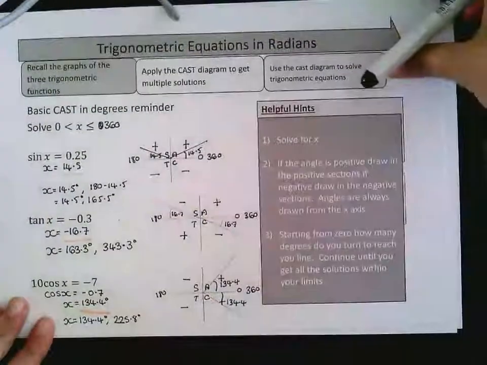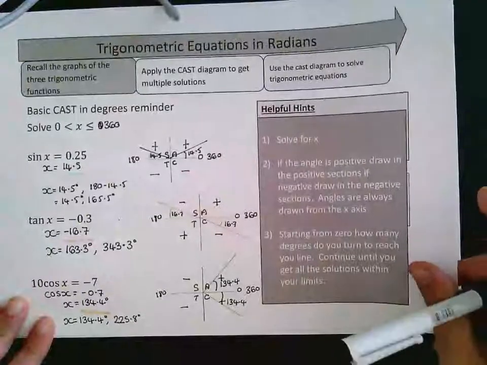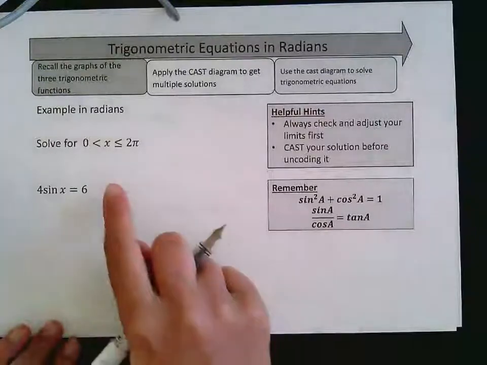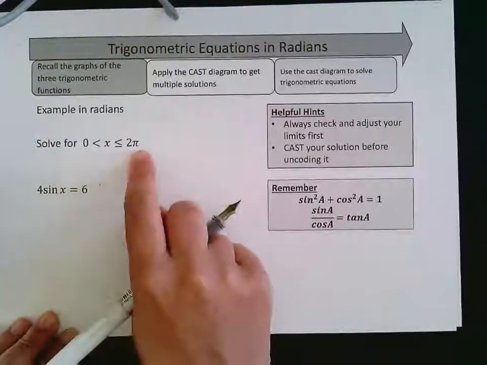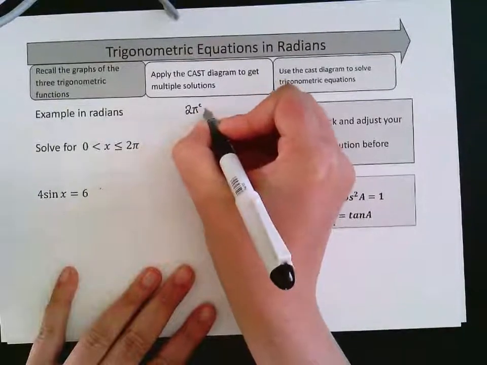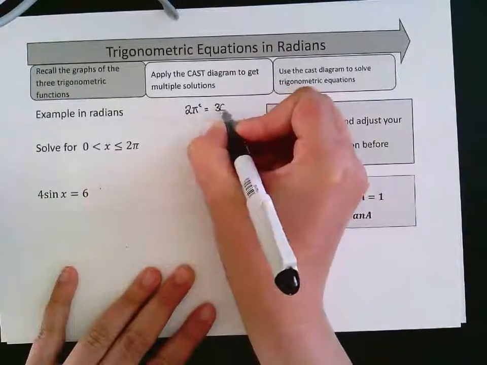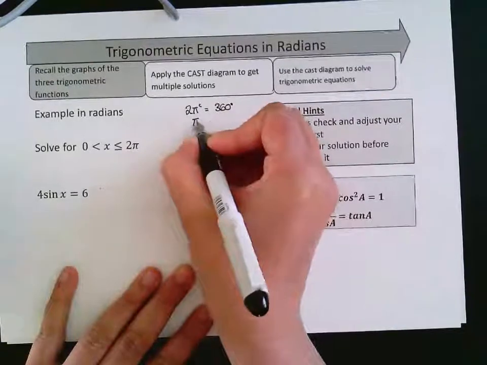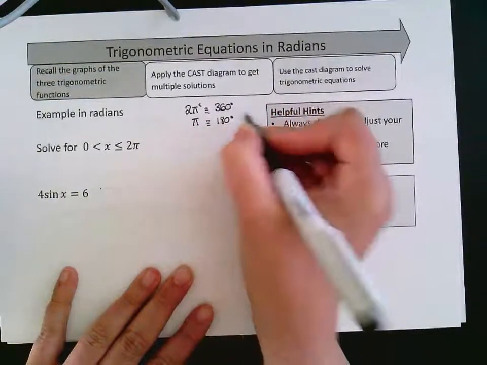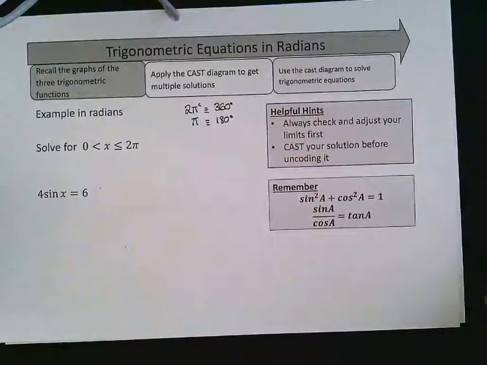Okay, we are now ready to try one in radians. So this time I'm going to go between 0 and 2 pi. Now if you do remember, the key fact about radians is 2 pi radians is the same as 360 degrees, which means pi radians is equivalent to 180 degrees. So it's just worth remembering that.